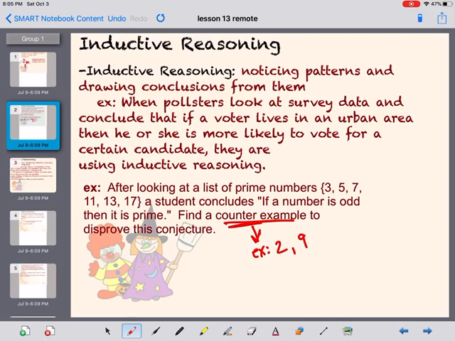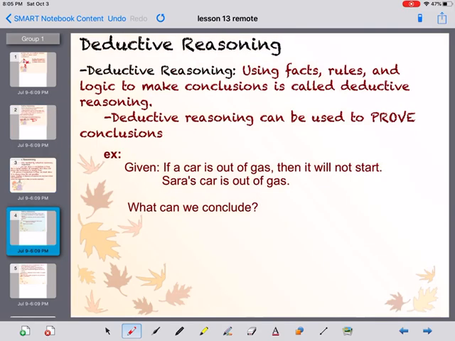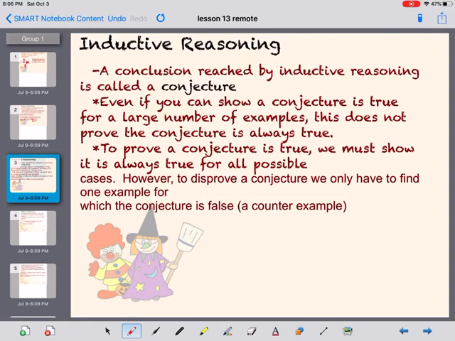It's a really good thing in geometry we don't use inductive reasoning. We use what's called deductive reasoning, which we'll get to in a minute. Another thing to keep in mind, the conclusion that you make with inductive reasoning is called a conjecture, okay? So that statement we just made about odd numbers being prime is a conjecture. And to prove that a conjecture is true, you have to prove it's true for every single possible number that exists or every possible scenario that exists. Sounds like a lot of things to prove, right?